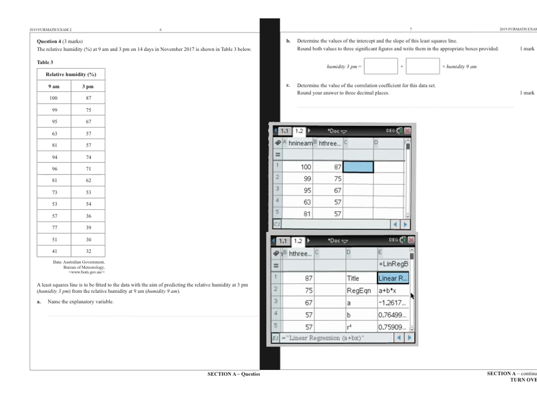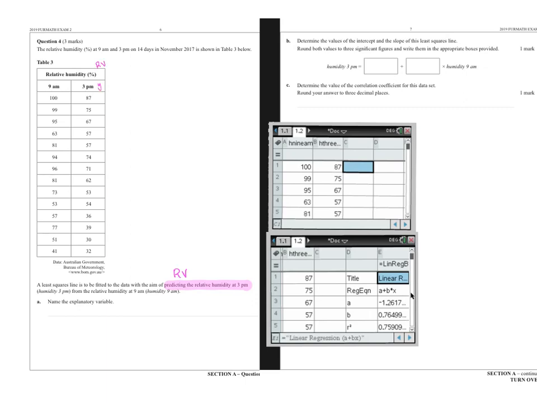Okay, so we've got a few exam questions we're going to do. The relative humidity at 9 a.m. and 3 p.m. on 14 days in November is shown in the table below. The least squares line is fitted to the data in the aim of predicting relative humidity at 3 p.m. Whatever they're predicting, that is your response variable. So this is definitely y, and this is my response variable.